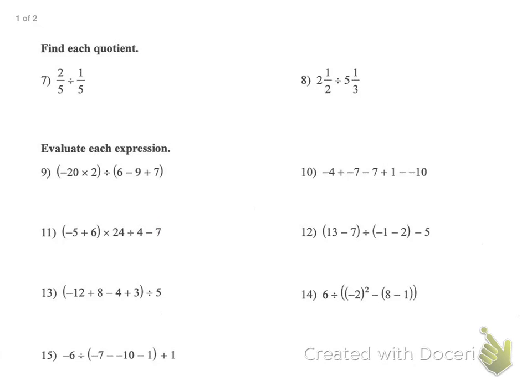Negative 5 plus 6, I'm doing this first because it's in the parentheses. That's 1. Bring everything else down. And then when you look at it, you'll notice you've got multiplication and division. These first three numbers are multiplication and division, so we can just go straight across. 1 times 24 is 24, divided by 4 minus 7. 24 divided by 4 is 6 minus 7, so the answer would be negative 1.